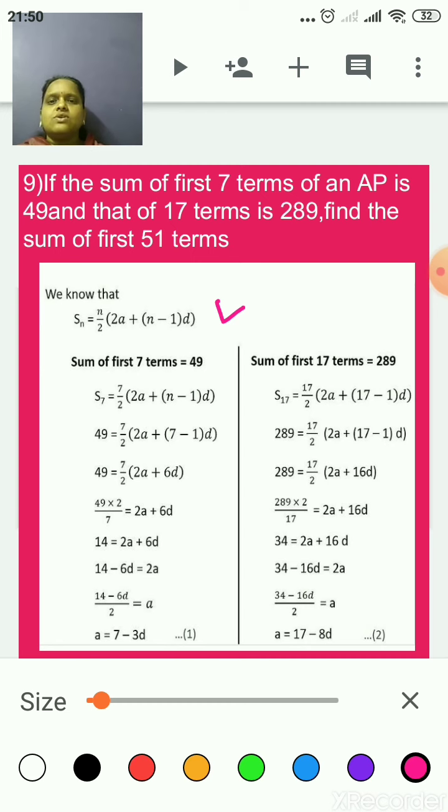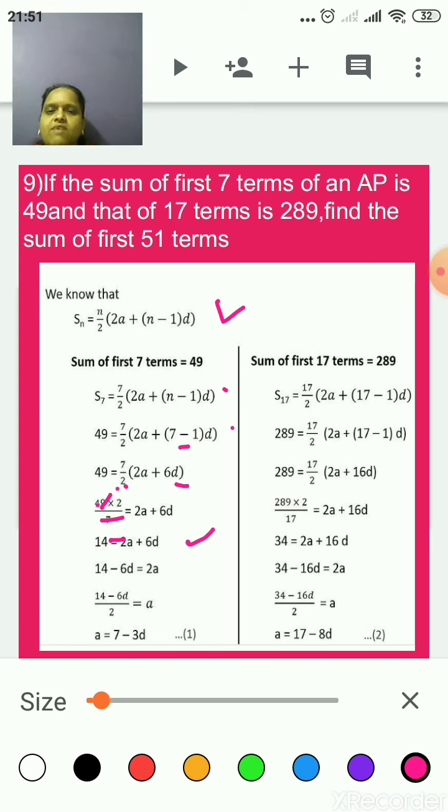Okay, so let us substitute the values. S7 equal to 7 by 2 in the bracket 2a plus n minus 1 into d. S7 value is given as 49 over here. So 49 equal to 7 by 2 in the bracket 2a plus 7 minus 1 into d. So 7 minus 1 is 6, so 6d. Bring this 7 by 2 to the other side, so it becomes the reciprocal, 2 by 7. 7 ones are 7 and 7 sevens are 49. 7 into 2 becomes 14. So 14 equal to 2a plus 6d.